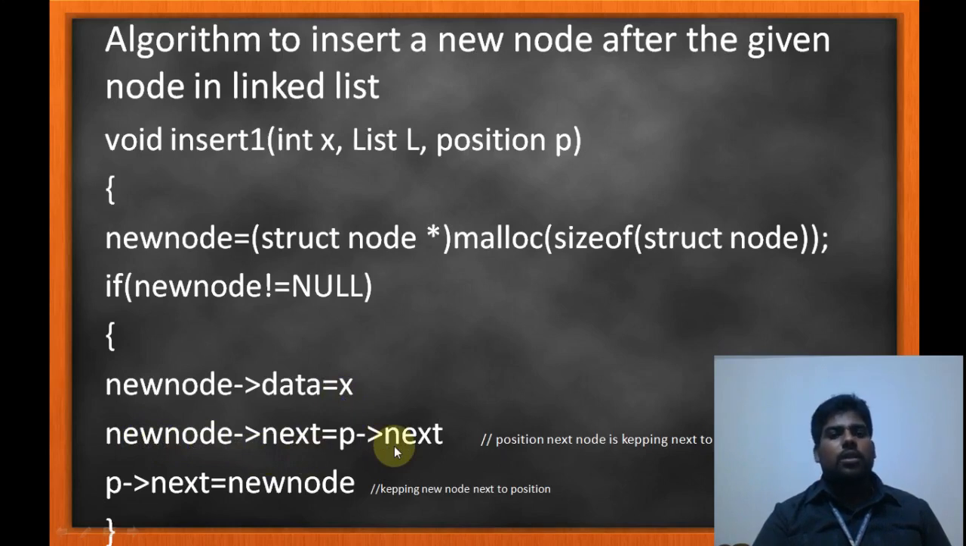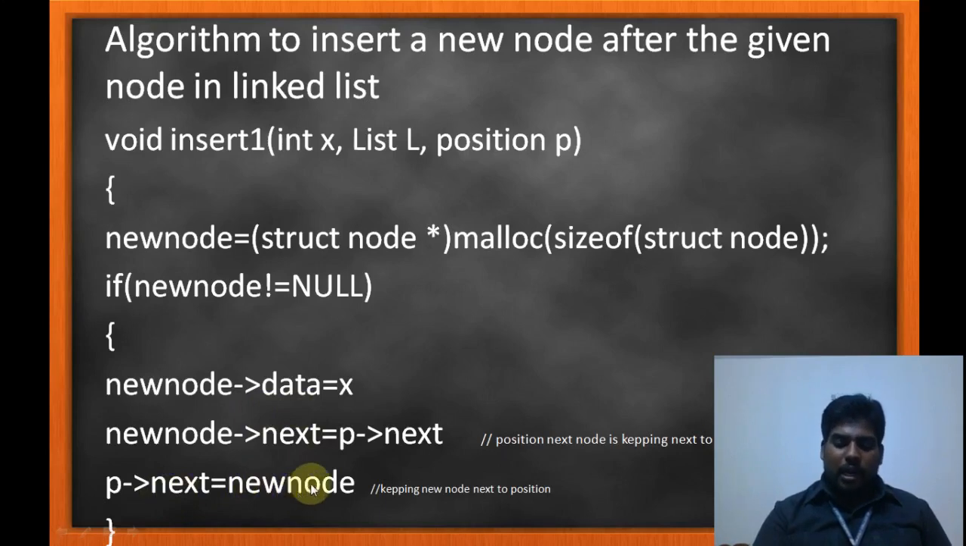What's the meaning of this? P means position, after your position. Okay, new node next equal to P's next. So position next will be assigned to the new node next. Okay, so the position's next node is keeping the next link to the new node. Then P next equal to new node. So after your position you are inserting the new node.